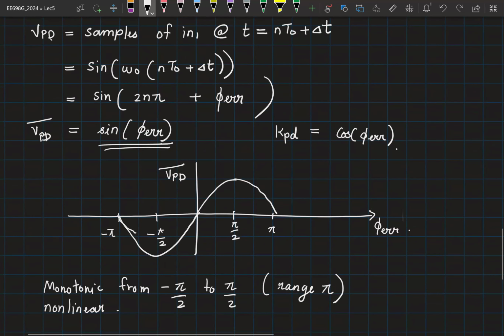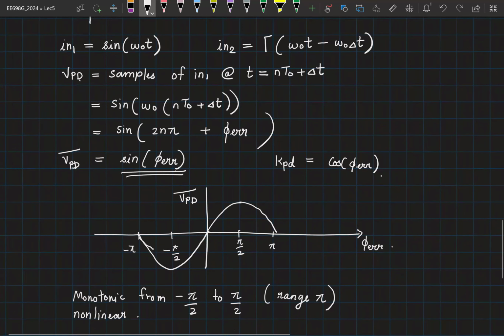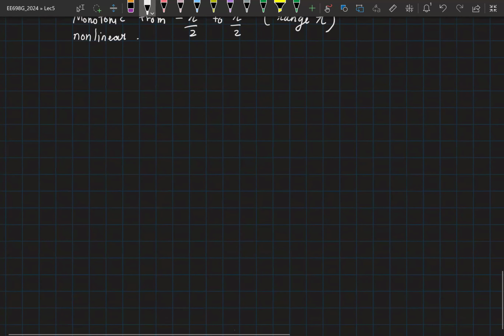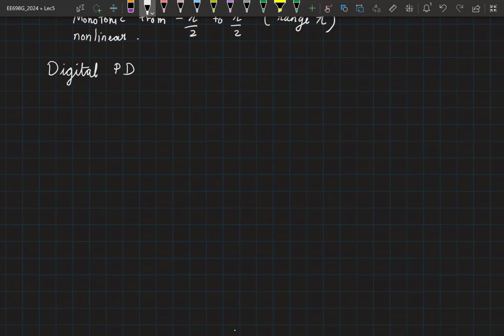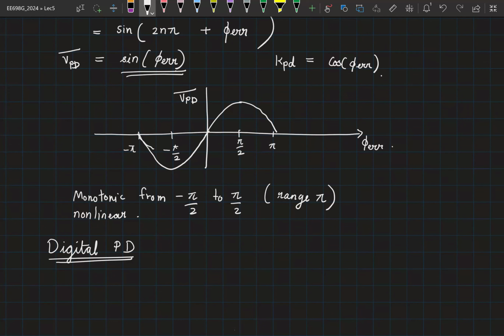So any questions on this sample and hold PD? So did our intuition work out correct finally? Okay. So next we move on to the digital PDs. What would be the locking point? 0. If you use it as it is, we would expect the locking point to be 0. But this is again something that you will have to put in the loop and then verify. But the default locking point, we would expect it to be 0.